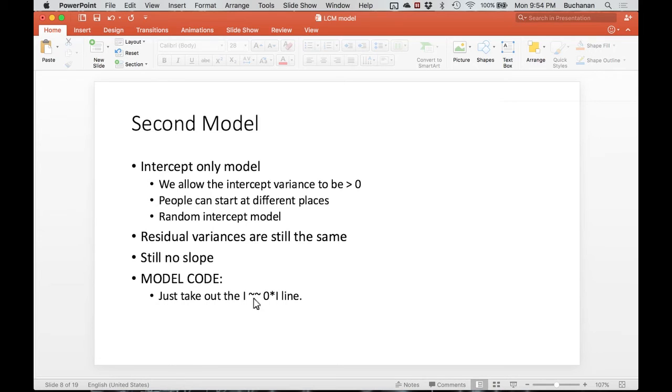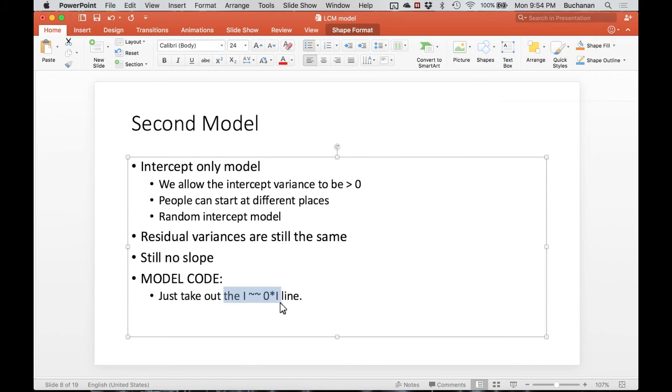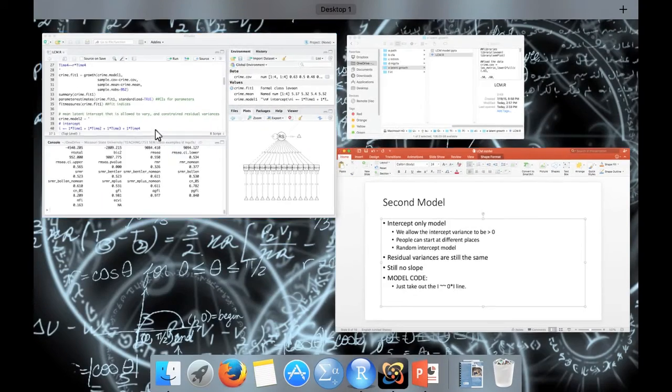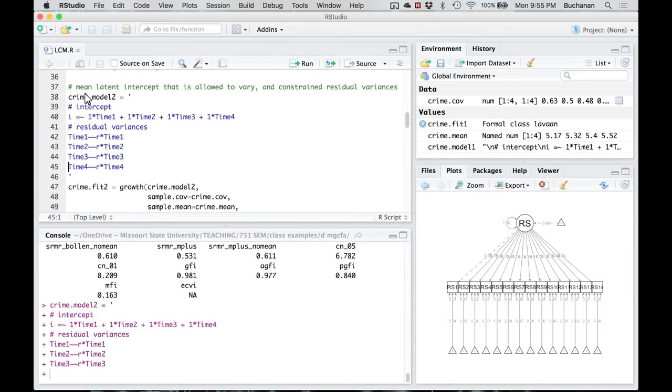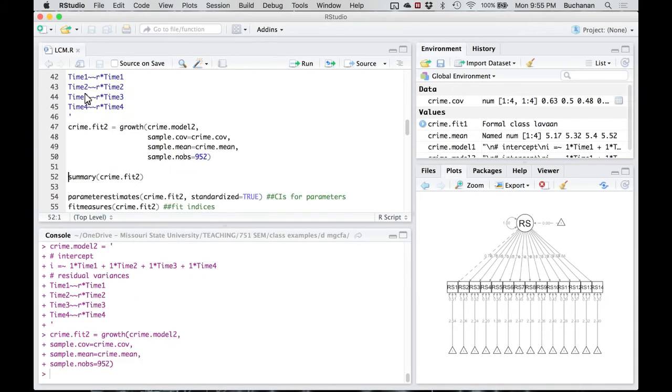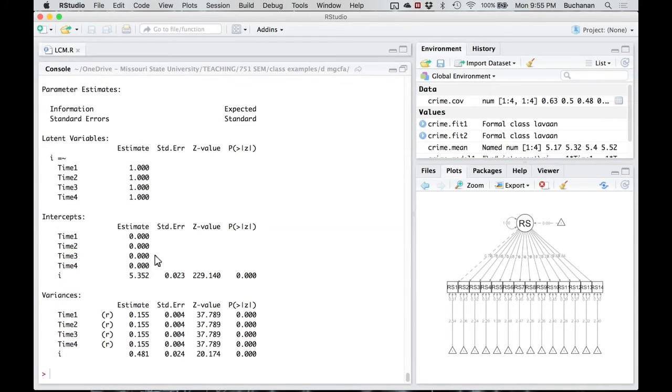We're going to force our residual variances to still be the same, and there's still no slope. So all we're really doing is taking out where we force the variances to be 0 and allowing them to do whatever they want. So let us run that. So you still see you have all the r's here, and the intercept times 1 still stays the same. So let's run that. Look at the summary here. So you'll see our intercept value will change just slightly, but down here in the variances, that's what's happened.